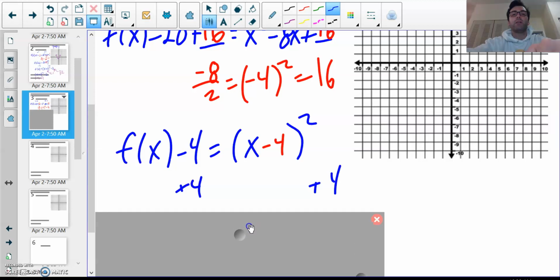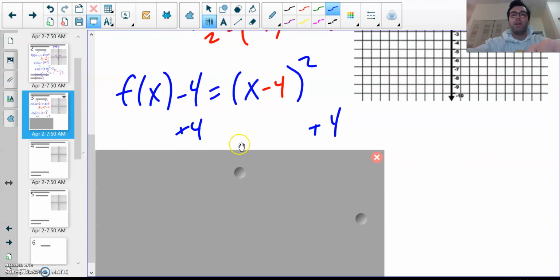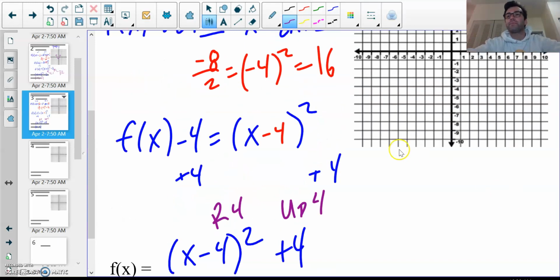All right, so I combine my like terms on the left to get negative 4. Remember, since this is negative 4, then this is negative 4. So it's x minus 4 squared. Add 4 to both sides. Here's your vertex form. Your vertex is 4, 4. Remember, because this is right 4 and then up 4.